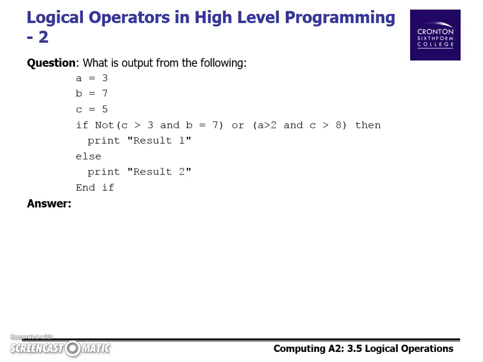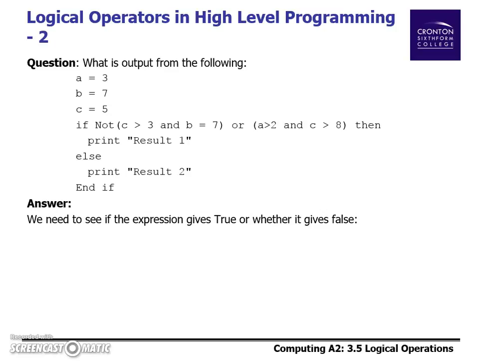So, what output would we get from the following? a equals 3, b equals 7, c equals 5. If not c greater than 3 and b equals 7, or a greater than 2 and c greater than 8, then print result 1, else print result 2. So what result do you think that we would end up with? If you just want to pause the video here.